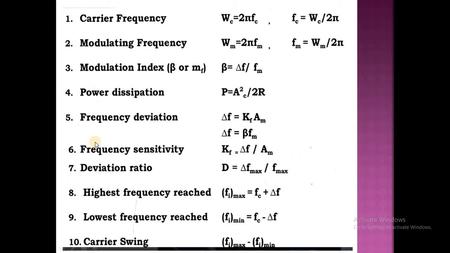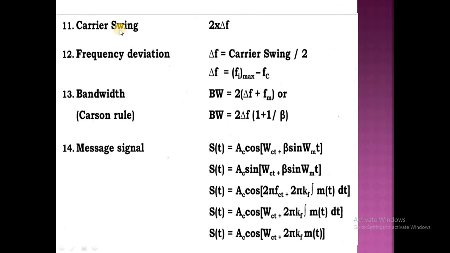All these are the important formulas. These formulas are especially used while solving problems. Just remember all these formulas. And carrier swing is defined as 2 into delta f. Frequency deviation delta f equal to carrier swing by 2. Bandwidth equal to 2 into delta f plus fm.